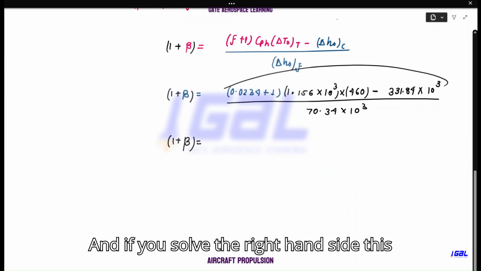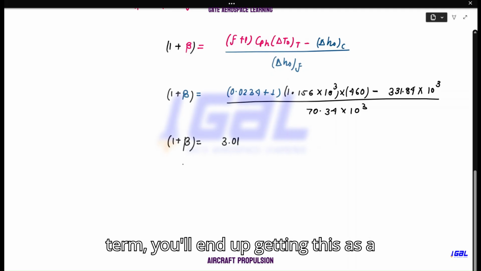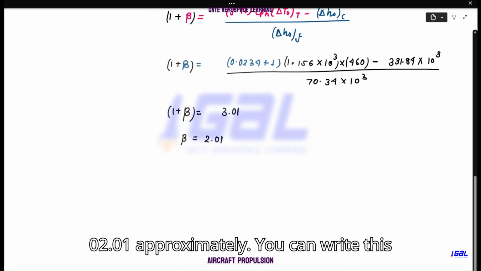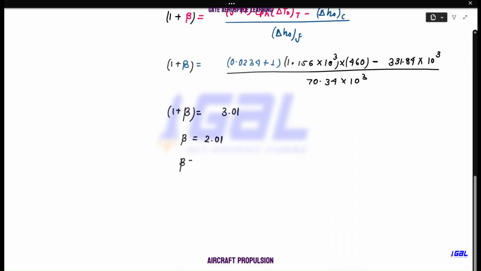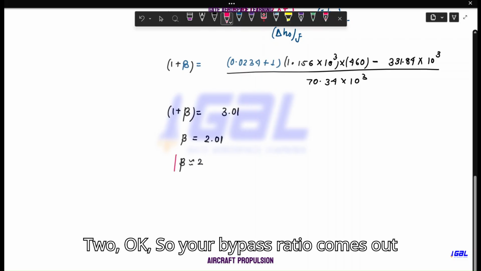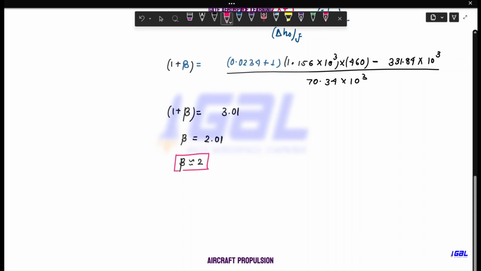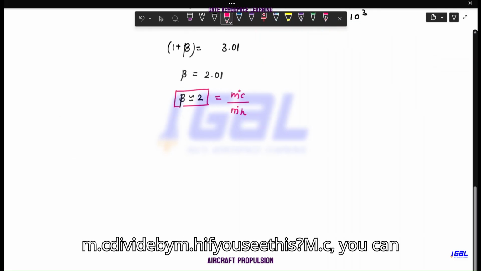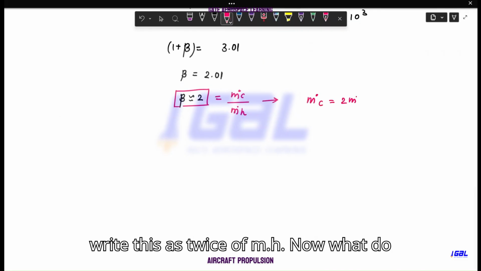And if you solve the right hand side, you'll end up getting this as 3.01. Now solve for beta, this will be 2.01. Approximately you can write this as 2. So your bypass ratio comes out to be 2, right? What is this bypass ratio? M dot C divided by M dot H. If you see this, you can write M dot C as twice of M dot H.